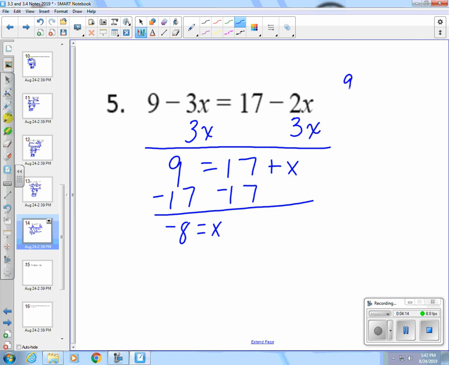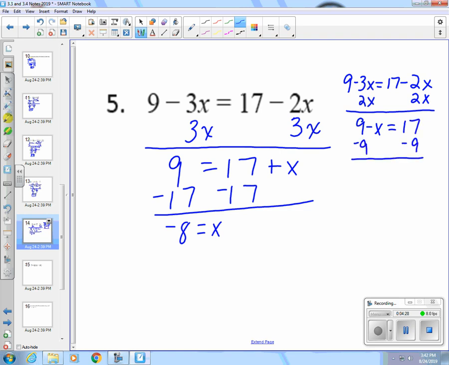If we had not done it that way, let's say that we instead added 2x to both sides and we had 9 minus x equals 17, then I would subtract 9 on both sides and have negative x equals a positive 8. Well, that negative x, hopefully you all know there's a negative 1 in front of that x. So that means I technically am dividing by a negative 1, and I will get the same answer. X is equal to a negative 8.